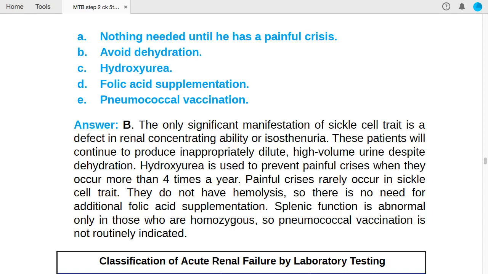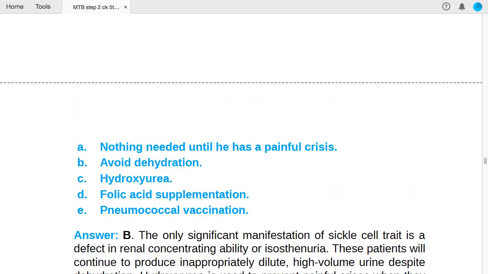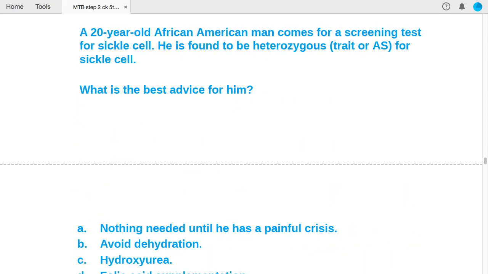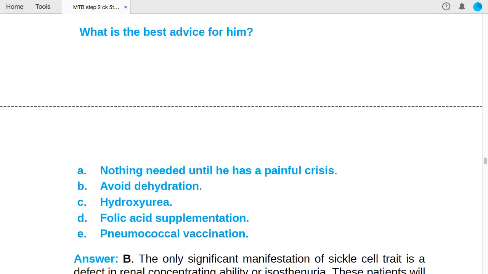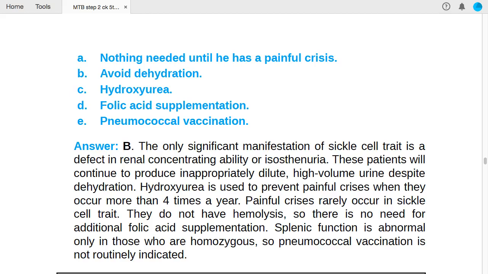His splenic function is abnormal only in those who are homozygous, so pneumococcal vaccination is not routinely indicated. We are not going for the E option, this pneumococcal vaccination. Why? Because his splenic function is abnormal only in those who are homozygous, and he is heterozygous. It's already mentioned in the question, right? He is found to be heterozygous. So if he is heterozygous, we will not go for this pneumococcal vaccination. We usually prefer this pneumococcal vaccination if it's a case of homozygous.